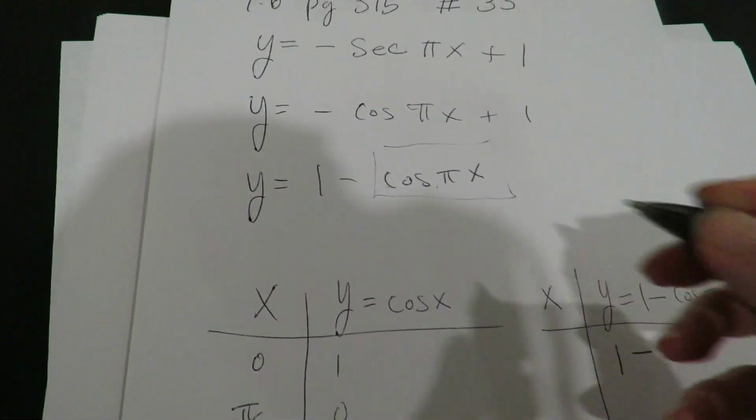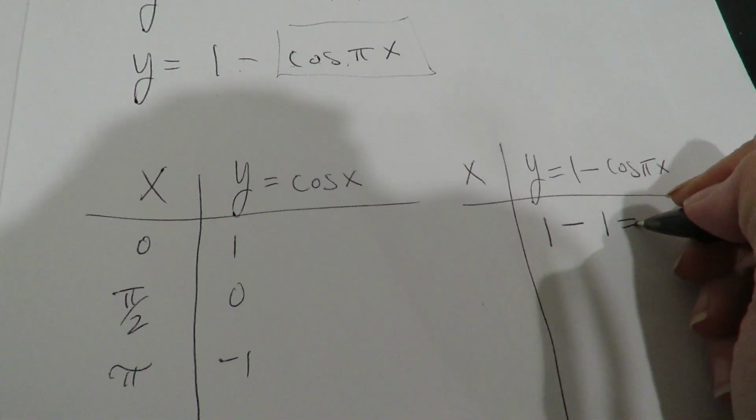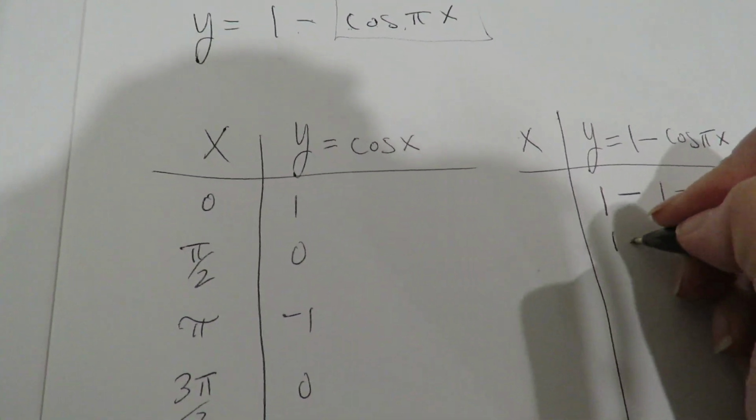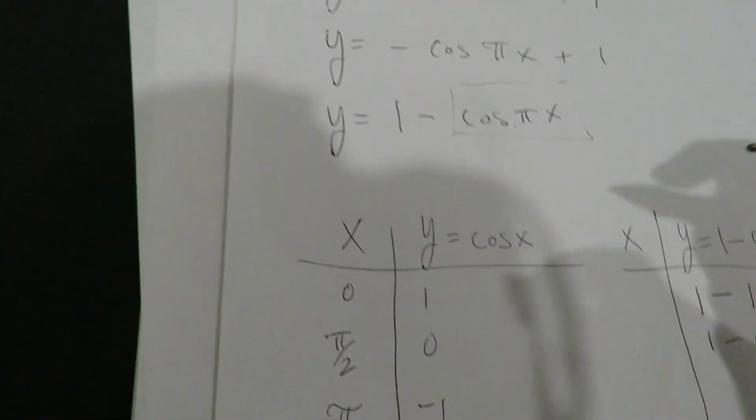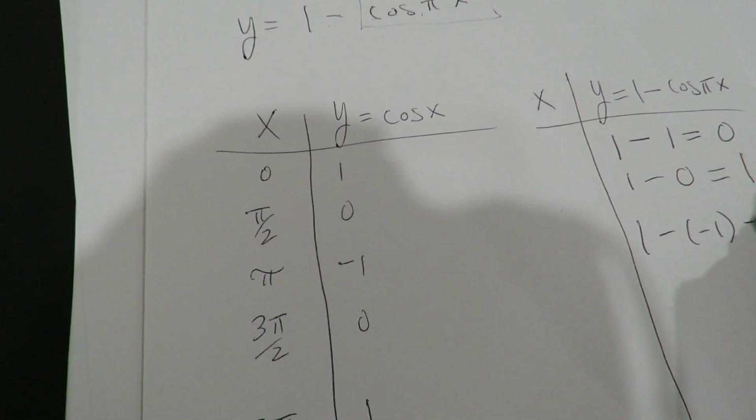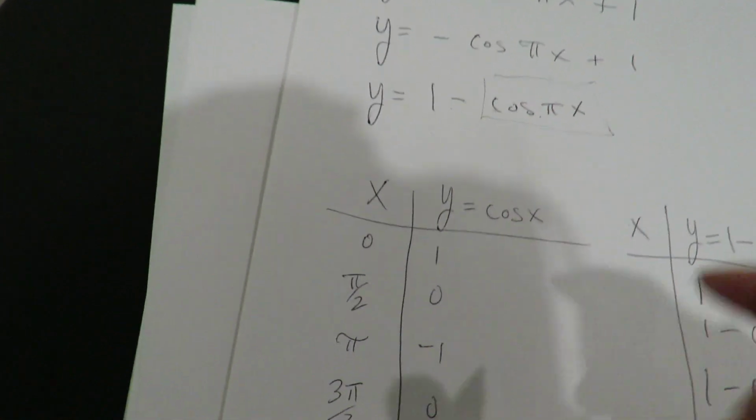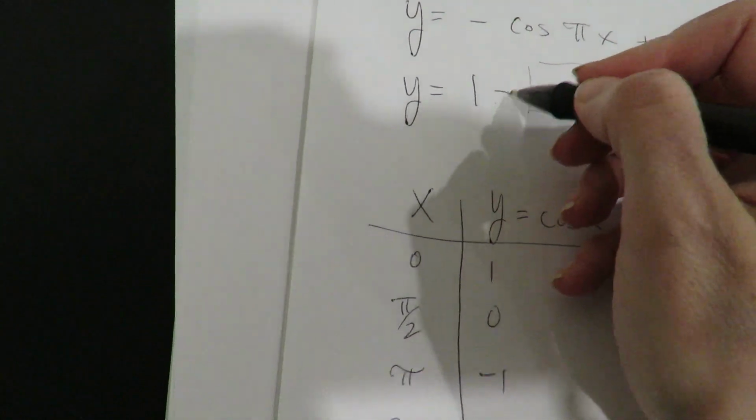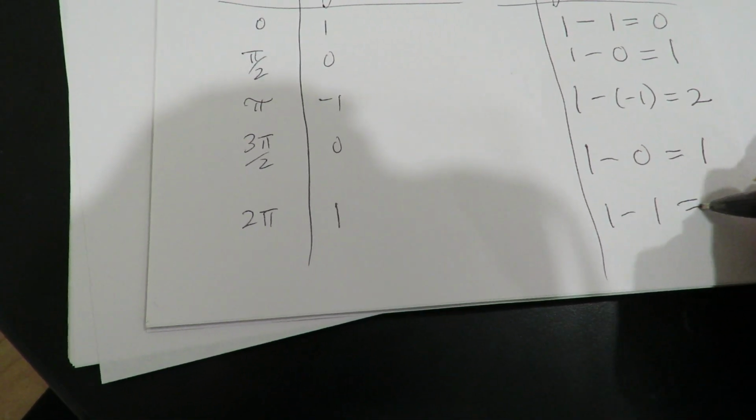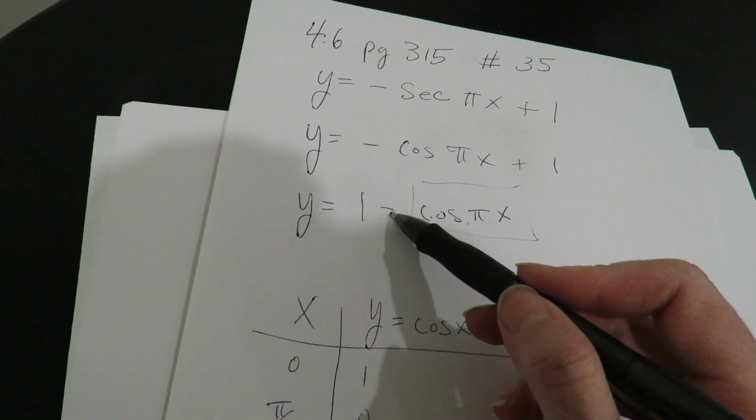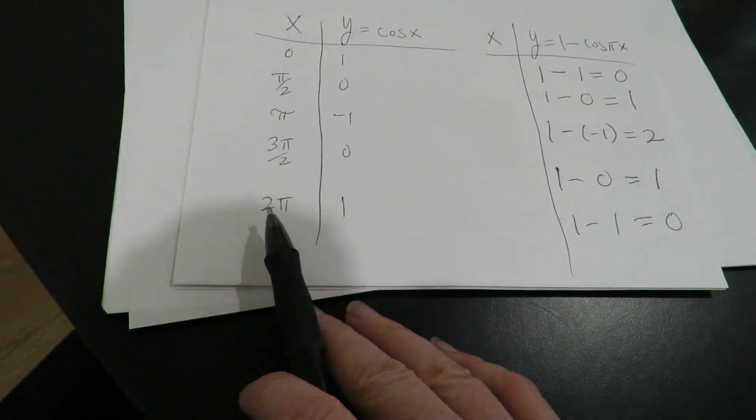So I'm going to start with 1 minus, so the first output is 1, so convert to 0. Then it's 1 minus, the next output is 0. It's going to be a 1. So 1 minus the next output, which is a negative 1, be a 2. 1 minus the next output, which is a 0. And 1 minus the last output. The last output's a 1, which converts it. So I converted all of the outputs because what comes out of the cosine has to be multiplied by negative and 1 added to it.